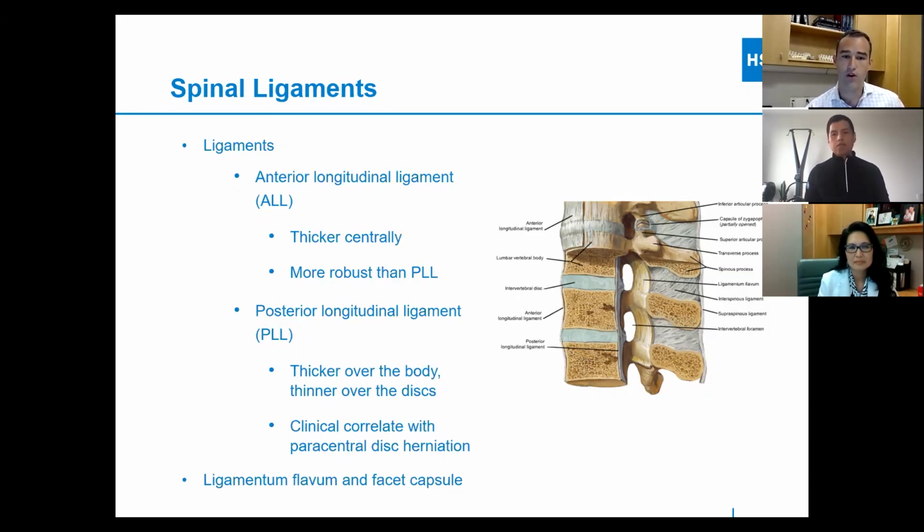Finally, we have something called the ligamentum flavum, or the yellow ligaments, and this forms the back border of the spinal canal. This can become thickened with degeneration and can lead to conditions such as spinal stenosis.